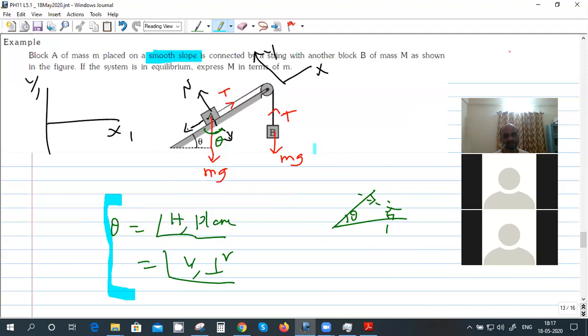I think it is difficult. So N equals mg cos theta, T equals mg sin theta. For the hanging block, T equals mg. You have to represent the masses as different, no? One is mA, one is mB. This is mA, call this mB.